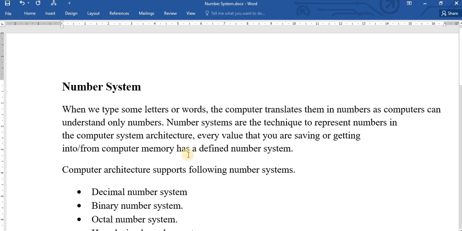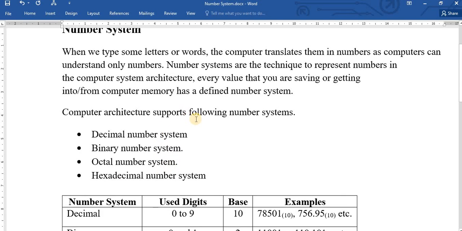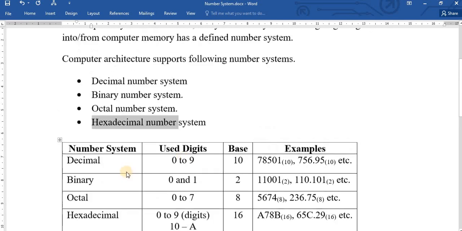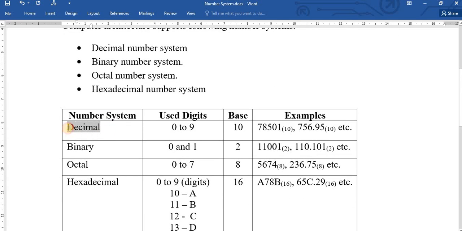Computer architecture supports the following number systems: decimal number system, binary number system, octal number system, and hexadecimal number system. Okay, what are these? Let's see. In the decimal number system, only digits 0 to 9 are used: 0, 1, 2, 3, 4, 5, 6, 7, 8, 9. These 10 digits are used. So the base of the decimal number system is 10.